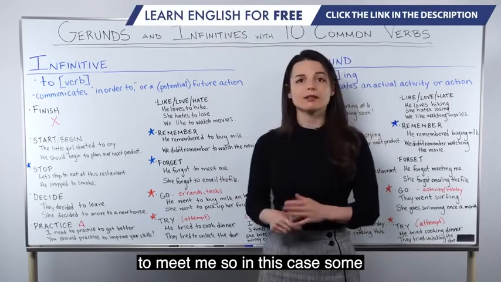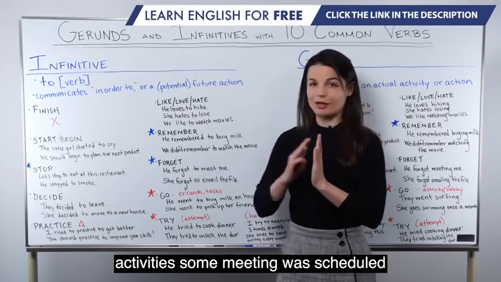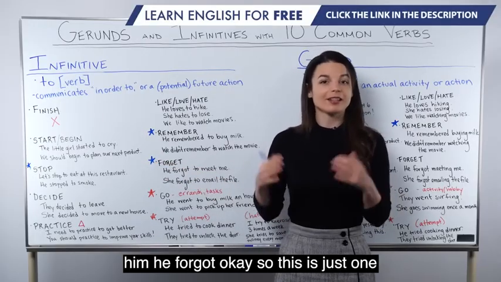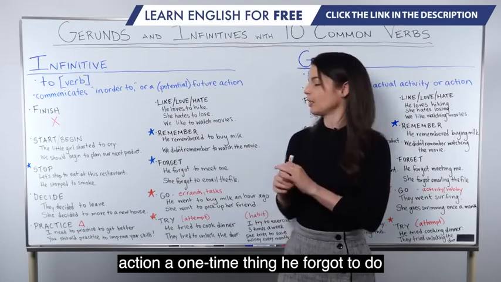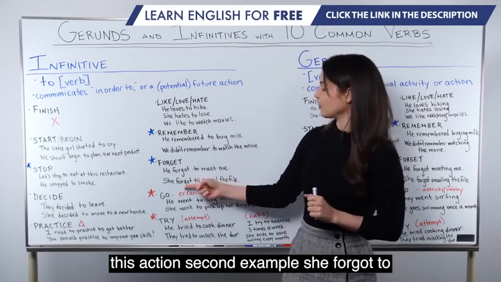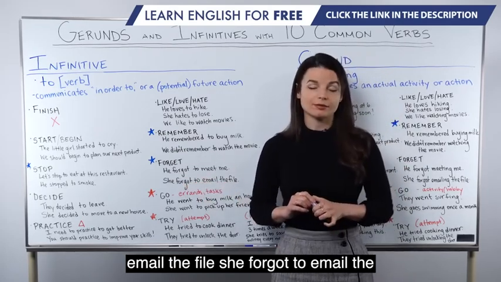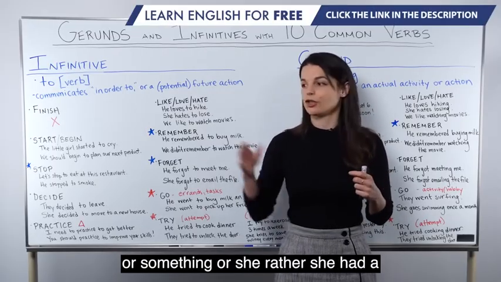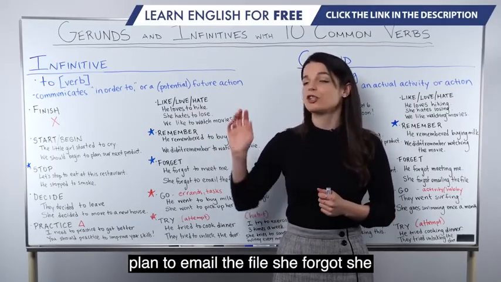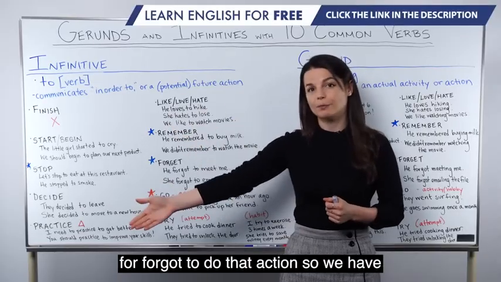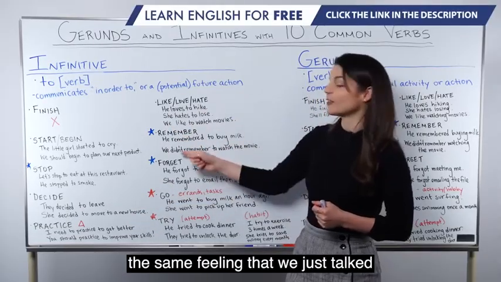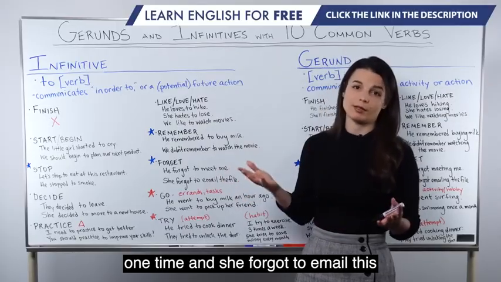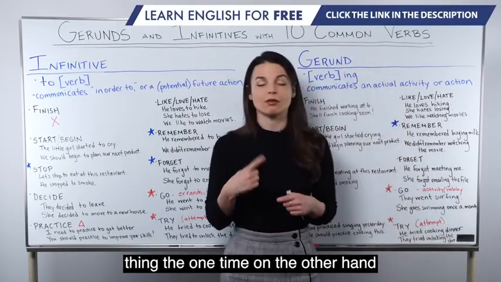So in this case, some activity, some meeting was scheduled and he forgot. So I was planning to meet him. He forgot. Okay? So this is just one action, a one-time thing. He forgot to do this action. Second example, she forgot to email the file. She forgot to email the file. So I had a plan to email the file or something, or she had a plan to email the file. She forgot. She forgot to do that action. So we have the same feeling that we just talked about with remember. Yes, this was a one-time thing. He forgot to meet me this one time. And she forgot to email this thing the one time.